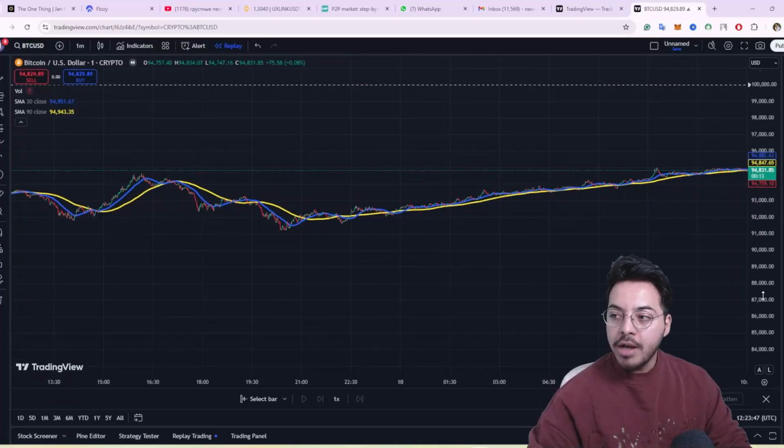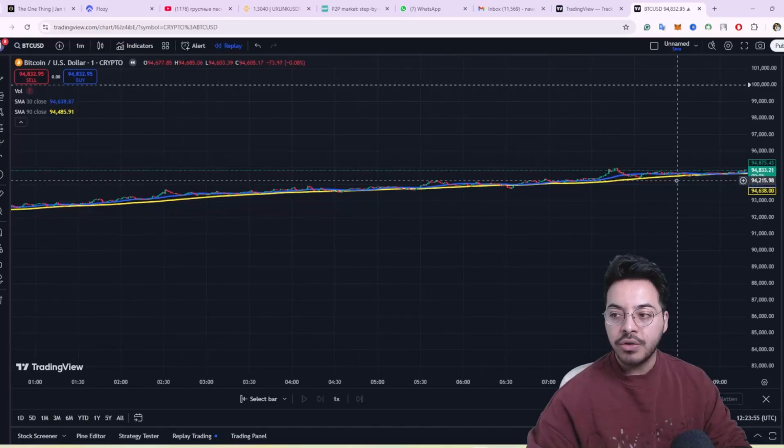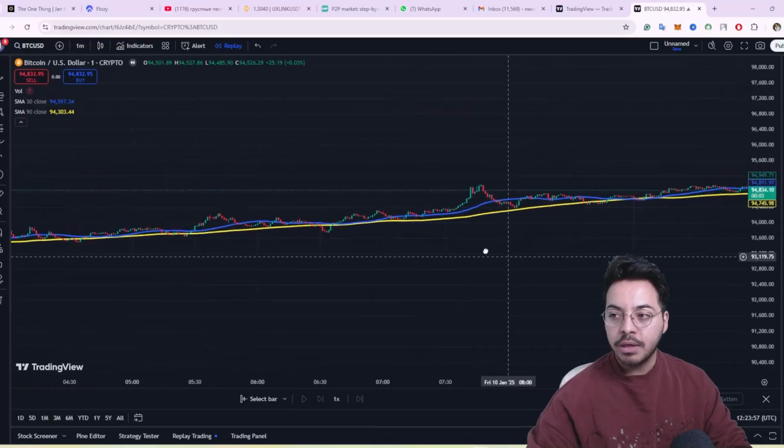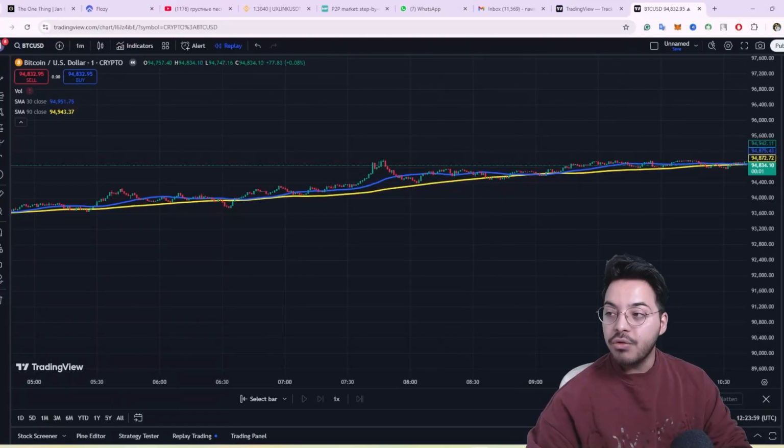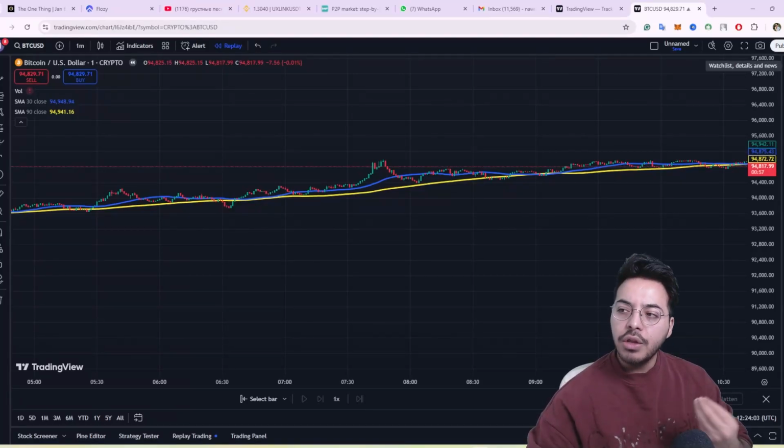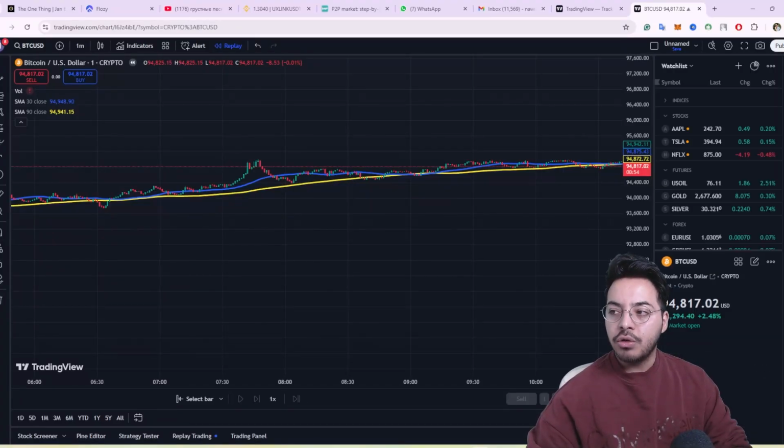So on the right side, you can see the prices starting from 0 and 100. Now the current price is 94,000. You can see for yourself right away here. Let's make it a bit bigger. And on the right side, you can see that you have a different part, where you can, for example, add to your watch list.